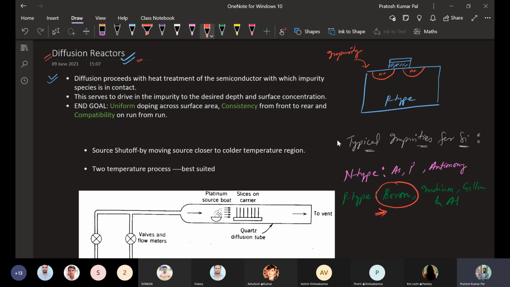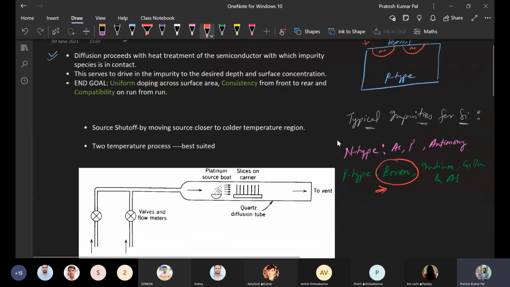In terms of diffusion reactors, there are basically three different types. Based on the type of dopant, whether the source of dopant is a liquid, a solid, or a gas, we deal with the type of reactor. If it is a solid type of dopant source, it will be processed by a separate type of reactor, which is considered the solid source reactor.